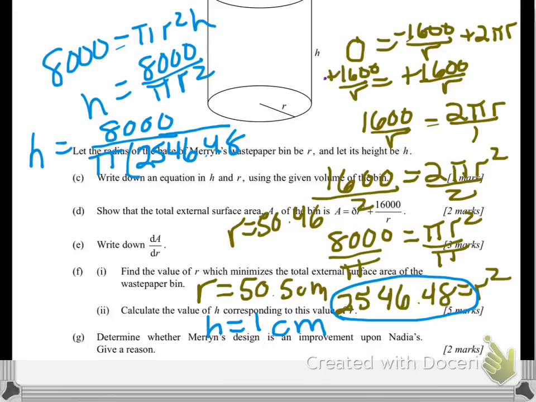Okay, now what do you think about having a base that is 50 centimeters in radius? So that's 100 wide, with only 1 centimeter high, and that's not practical, right? So G, I don't have time to write it here, but G is that it's not practical to have a waste can that is 1 centimeter high. All right, so this is the end of this problem.